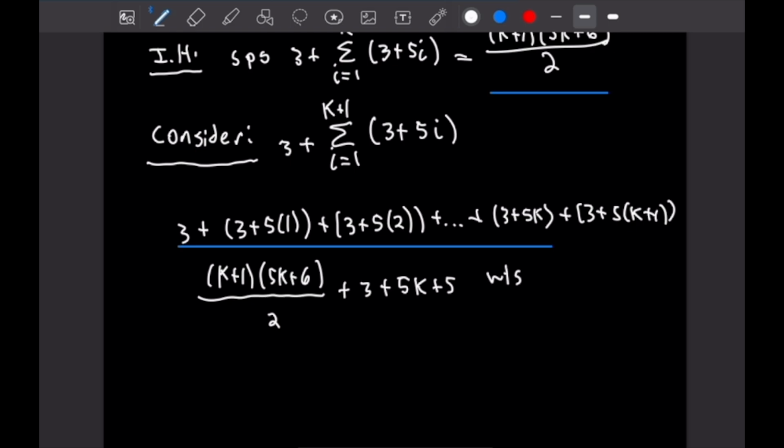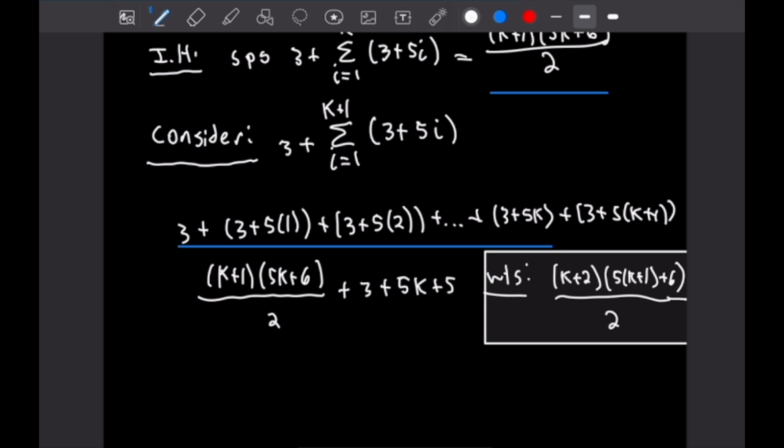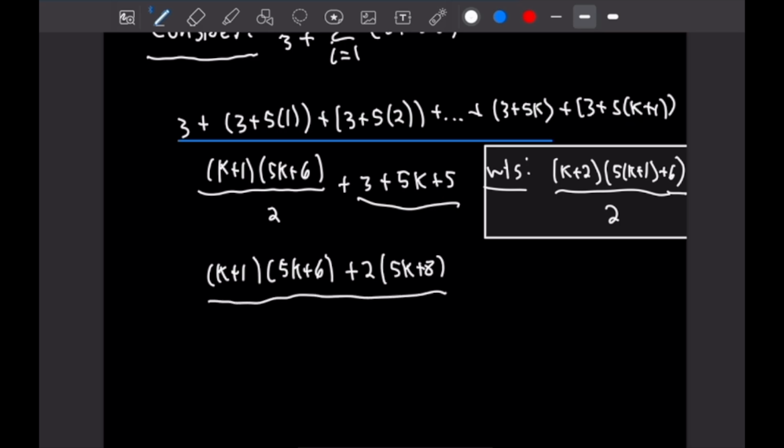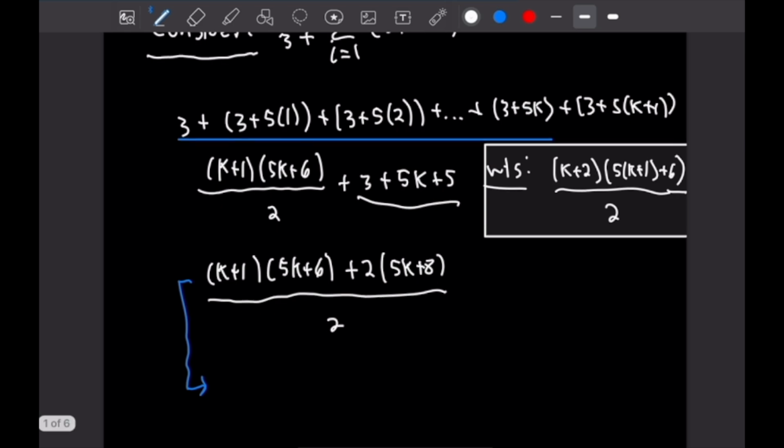Great. And so we want to show that what we've written out here on the left is equal to k plus 2 times 5 times k plus 1 plus 6 over 2. So let's get a common denominator for this term right here, and then we'll combine our terms. We're going to do that by multiplying what I just underlined by 2 over 2. Once we do that, we'll have k plus 1 times 5k plus 6 plus 2 times 5k plus 8, all over 2. From here, I'm just going to manipulate our numerator, which I'll denote by this blue arrow, and then we'll add our denominator back in once we have that taken care of.